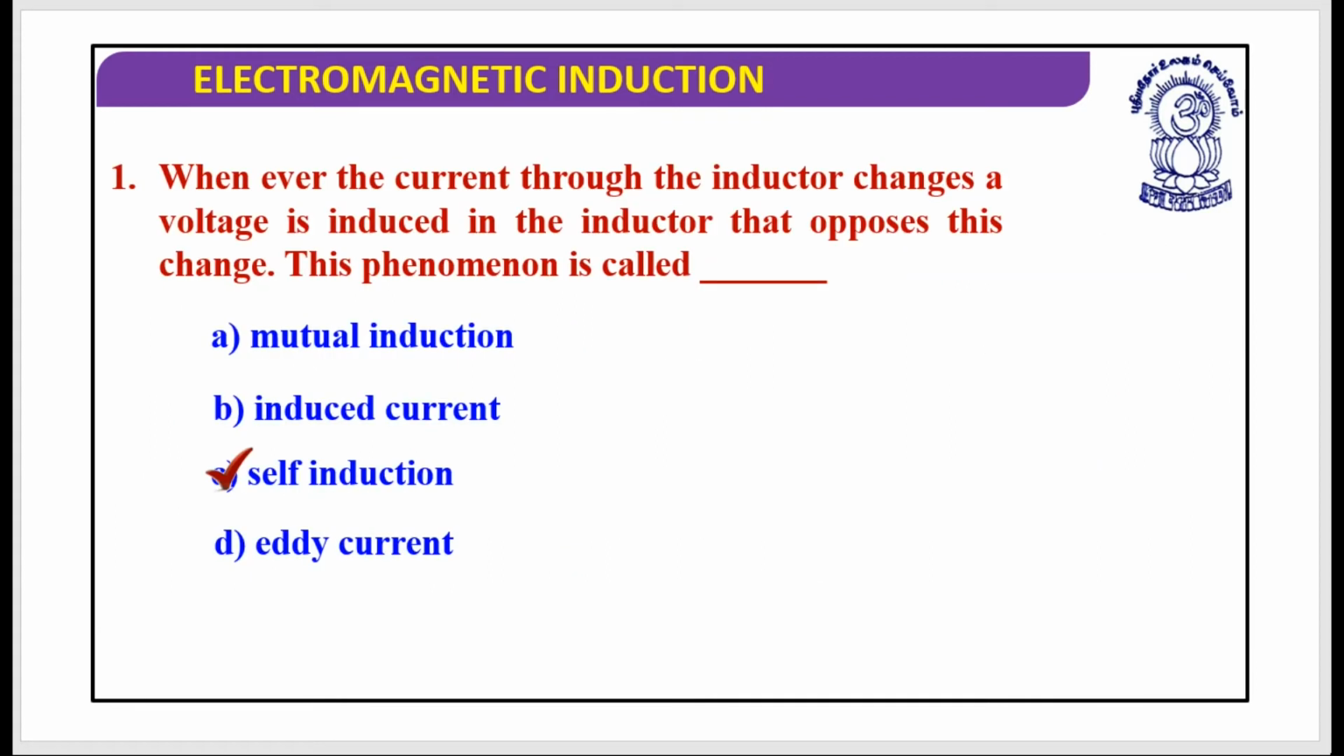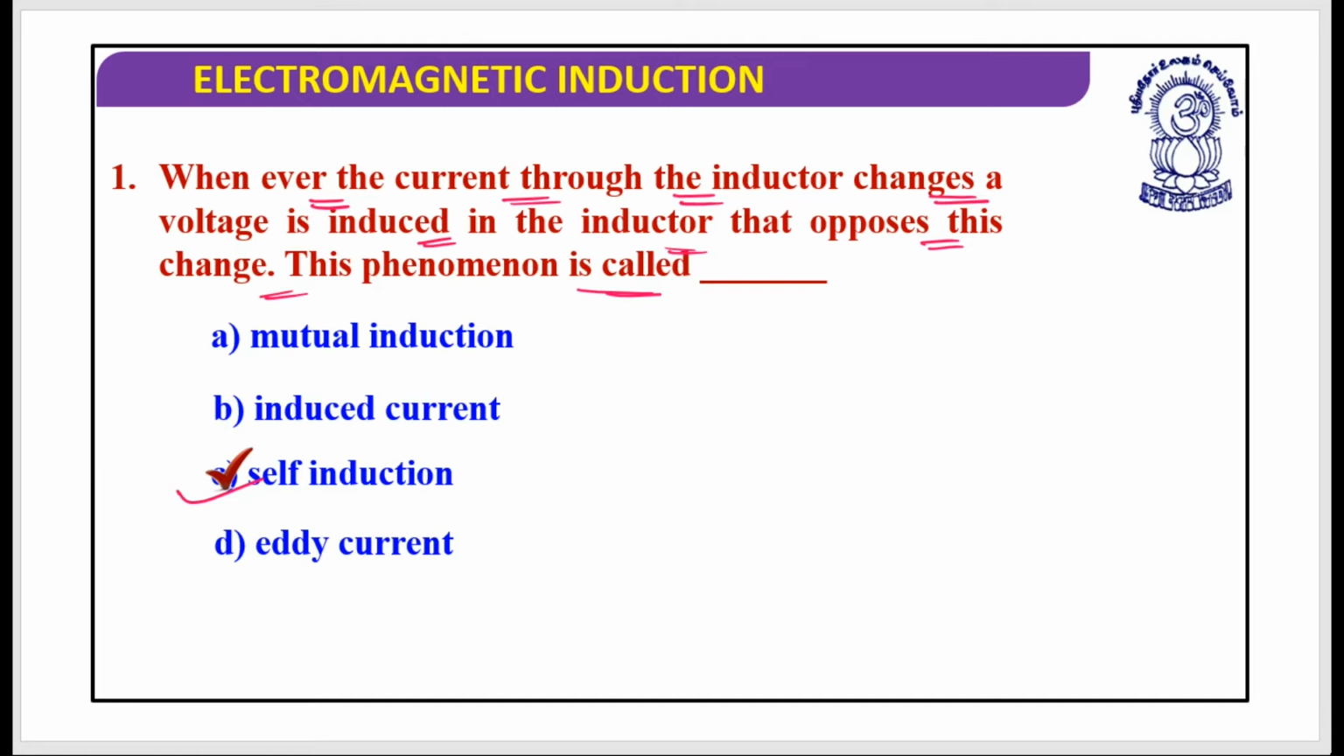Let's look at certain quick questions. Let's understand that whenever the current through the inductor changes, a voltage is induced in the inductor that opposes this change. This phenomenon is called self-inductance. Yes, this is the self-inductance that we understand.